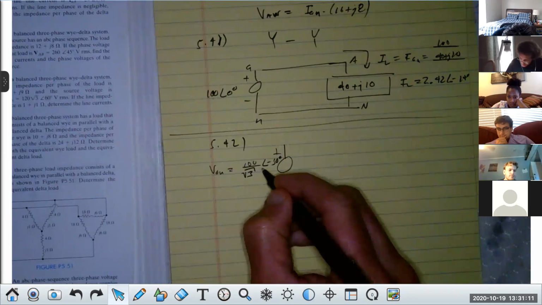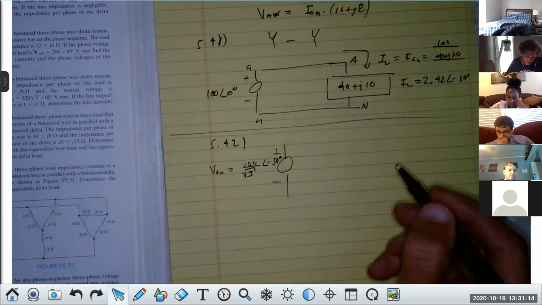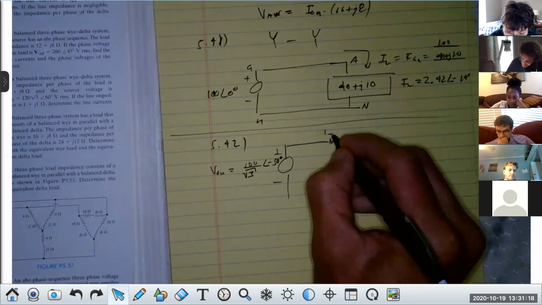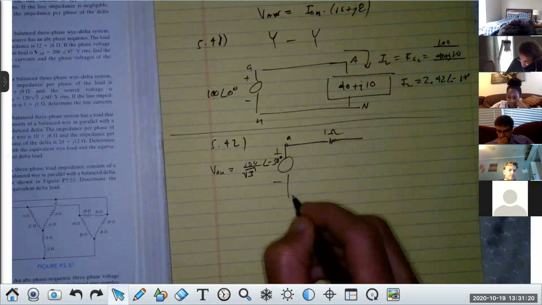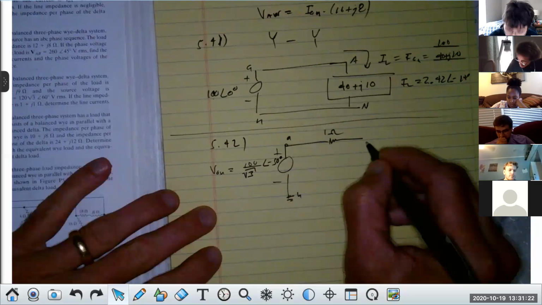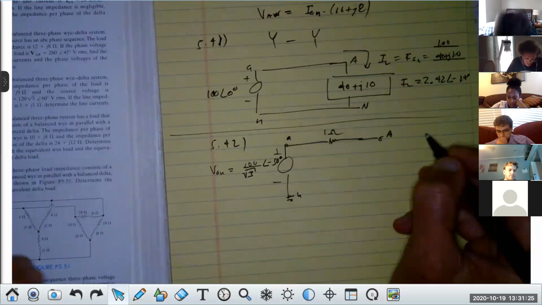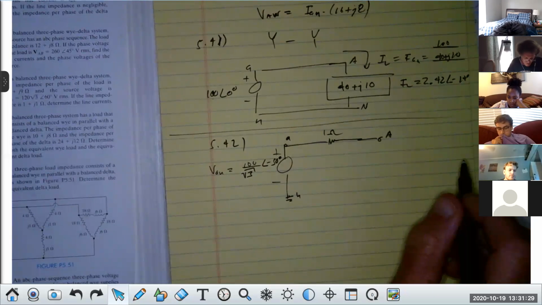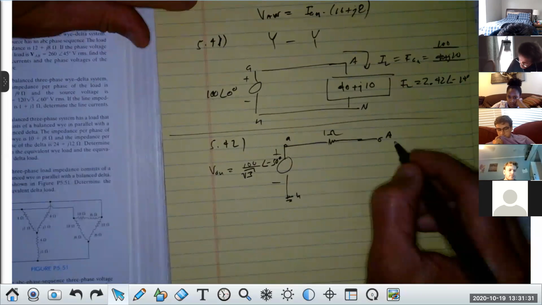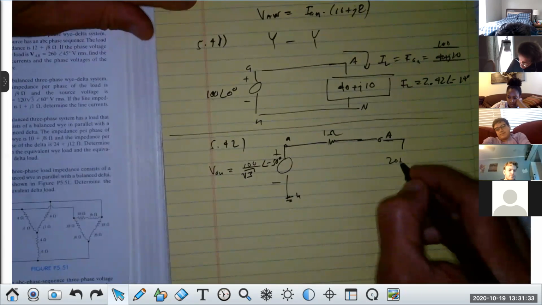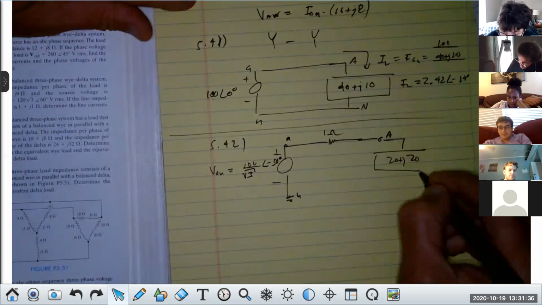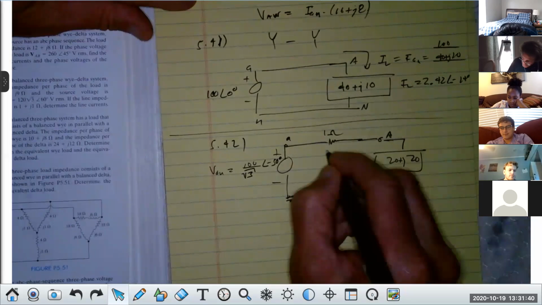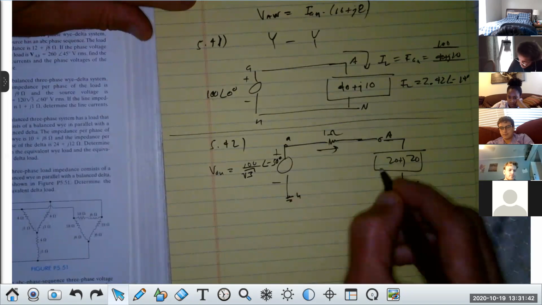Next, he has a line impedance here of 1 ohm. So you can put just a resistor, 1 ohm. That's perfectly acceptable. That's small a, that's small n. Then this goes to capital A. That's where the load is. And it says the load is 20 plus J20. So it's 20 plus J20 ohms here, right? And that's capital N. And they want this, all right? They want IAA.